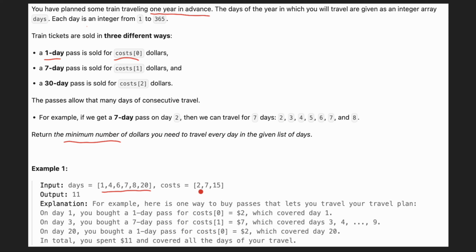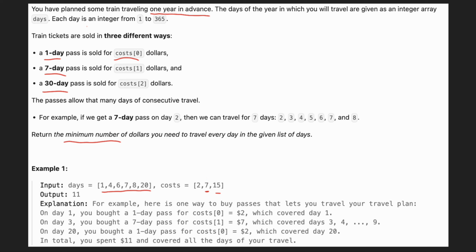We are also given the costs. So for a 7 day pass, we are paying, for example, in this case, $7. And for the 30 day pass, we are paying $15. And we need to calculate what's the minimum amount we can pay for our travel.